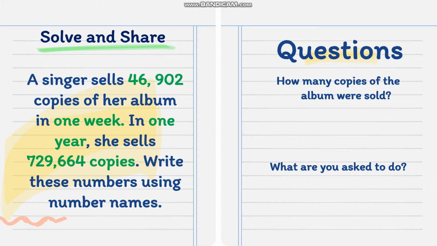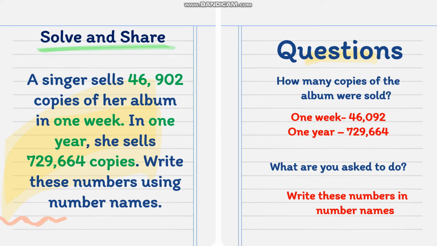How many copies of the album were sold? So in 1 week, we have 46,902. In 1 year, we have 729,664. And what are you asked to do? You're going to write these numbers in number names.